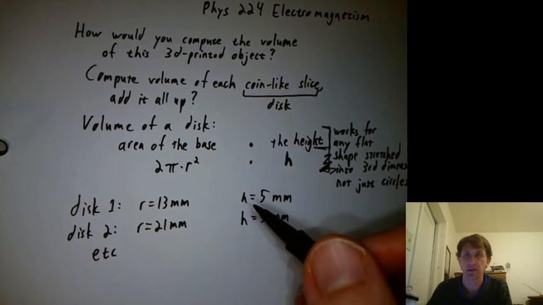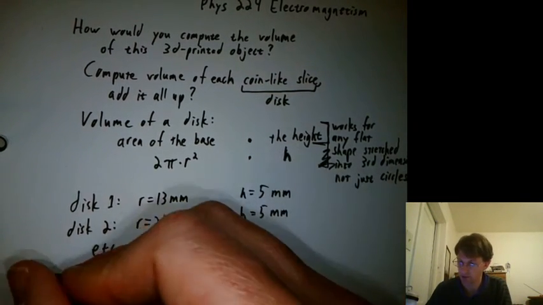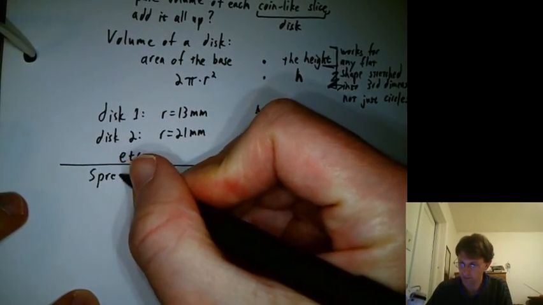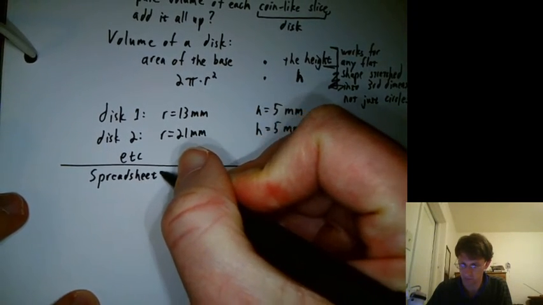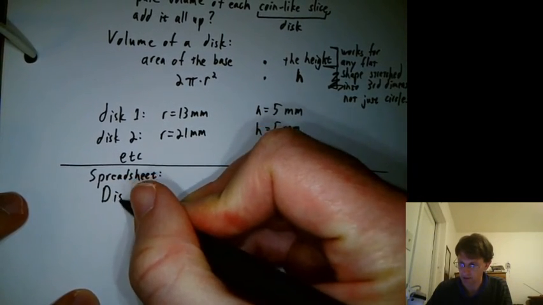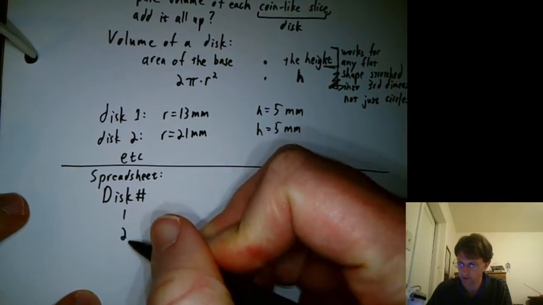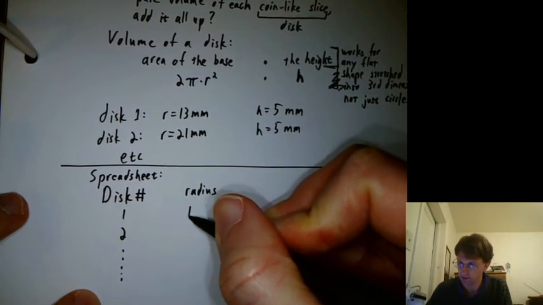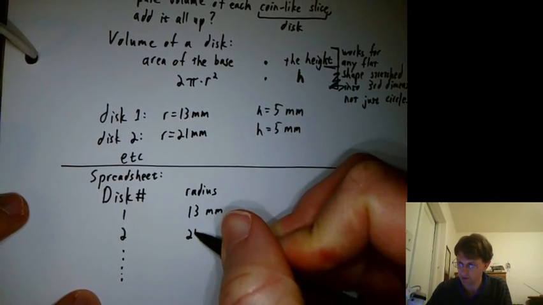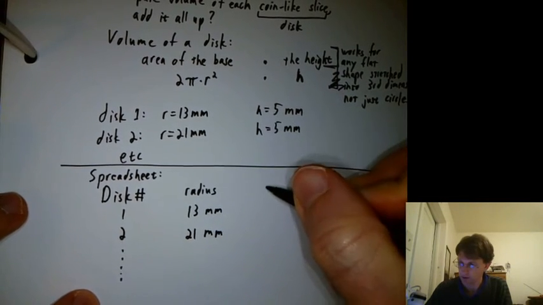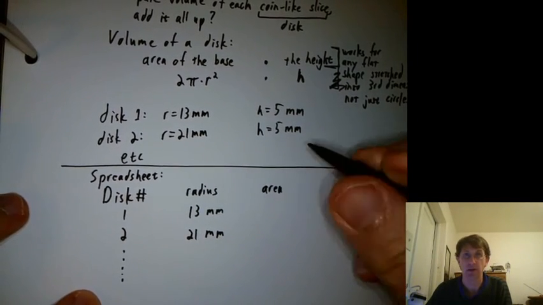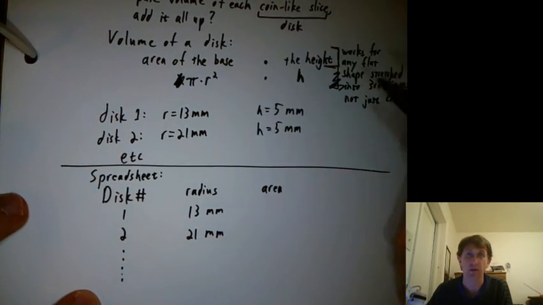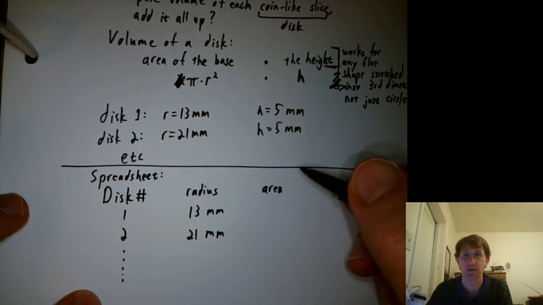Anytime you're doing stuff like this, you might want to make a table out of it. So you could have a table or a spreadsheet where you'd have like disk number 1, 2, etc. Its radius, so we had 13 millimeters, 21 millimeters. From the radius, you could compute the area by, I wrote 2 pi r squared, it's just pi r squared. Lots of people make that mistake, including me. Maybe I'm a person.